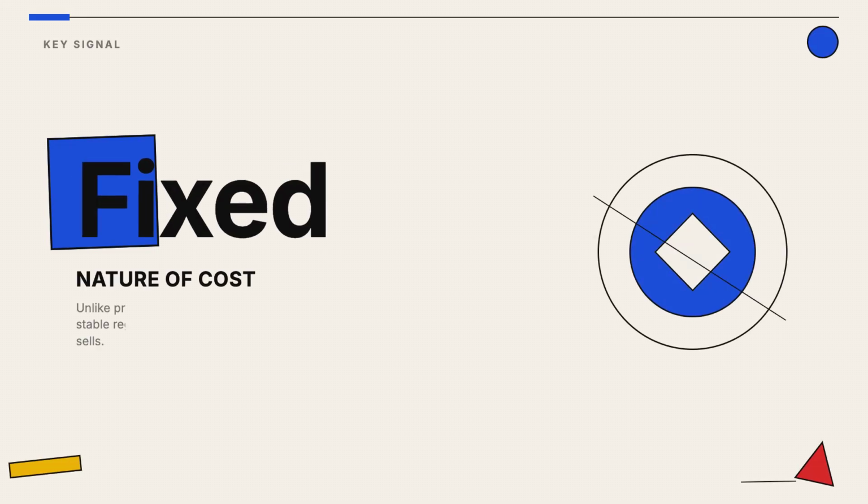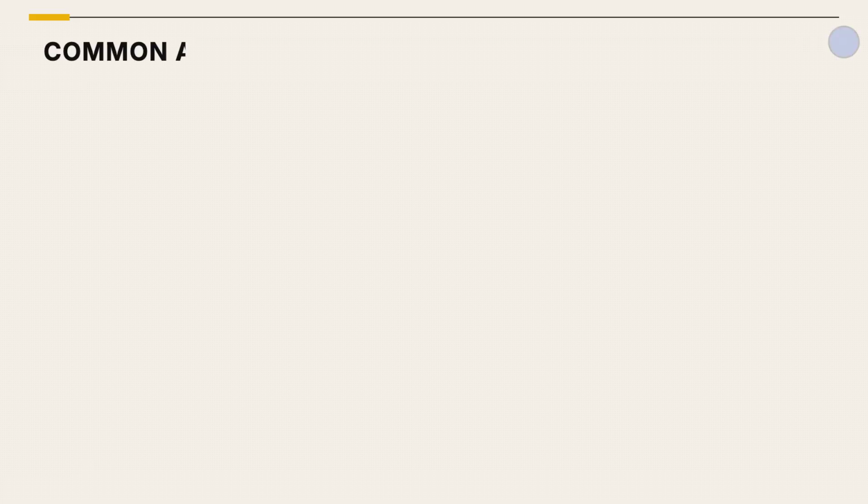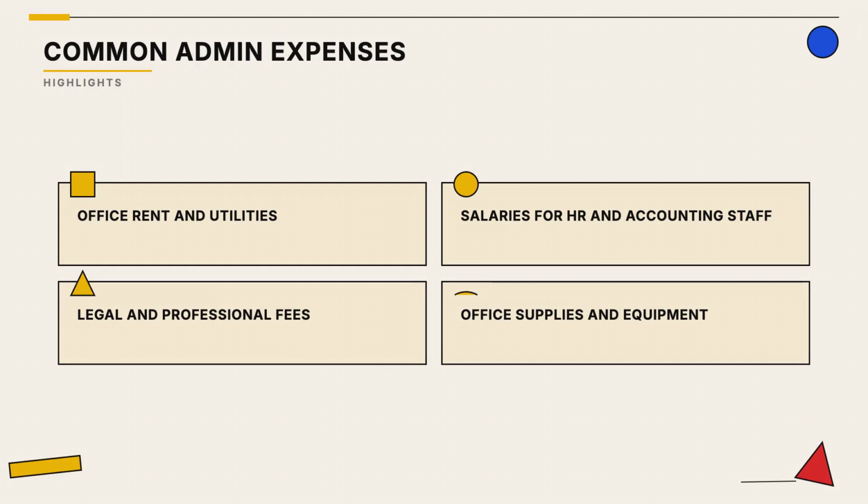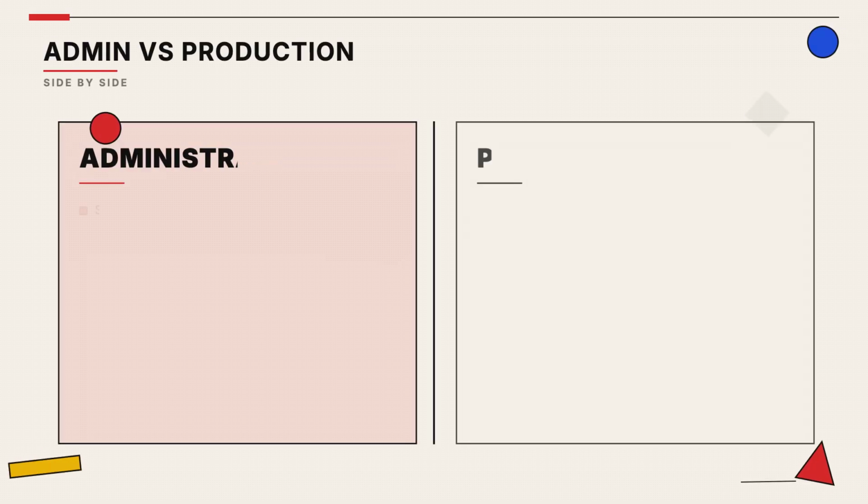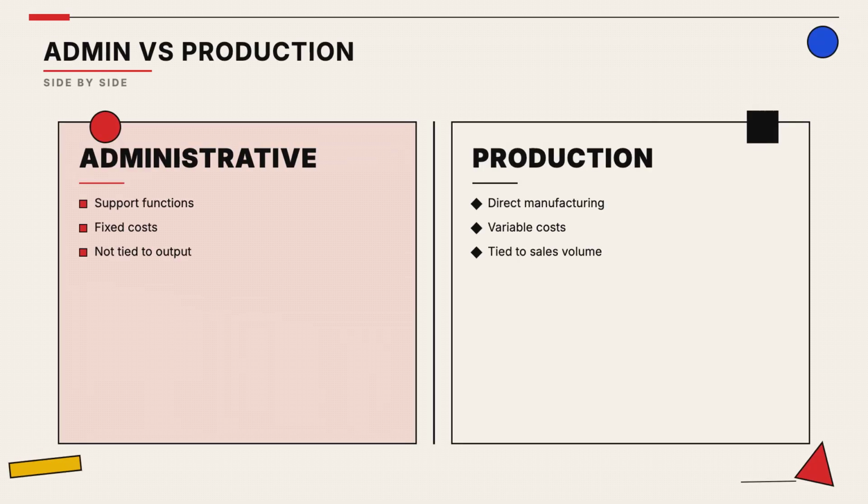Most admin costs are fixed. Whether a company sells one item or 1,000, these bills usually stay the same. Think of items like office rent, legal fees, and the salaries of the support staff who keep the business running smoothly. Administrative costs differ from production costs, which are directly tied to the materials and labor used to create goods.